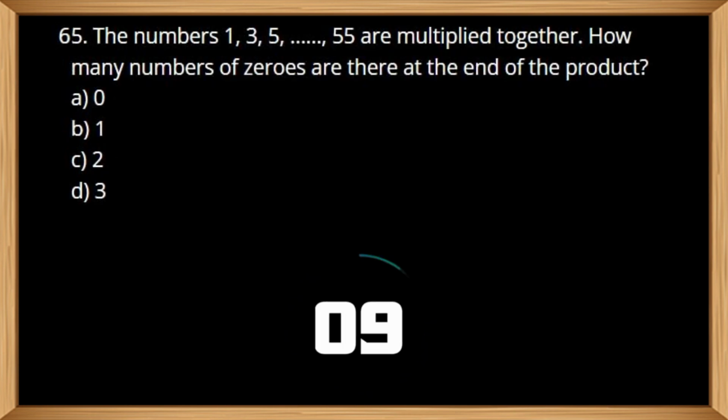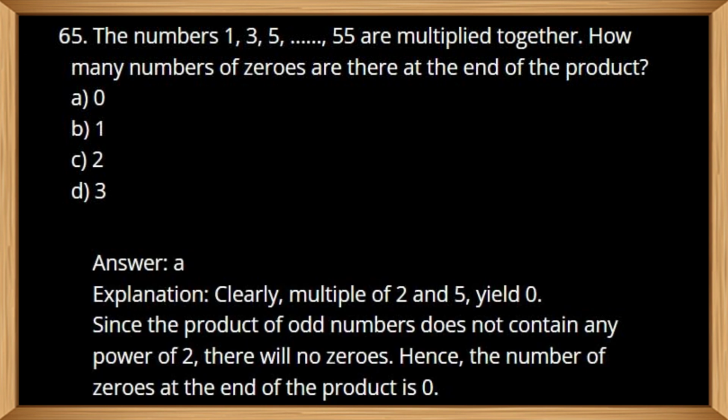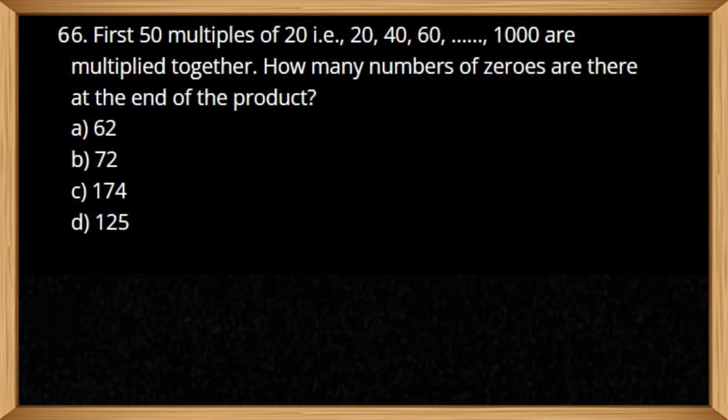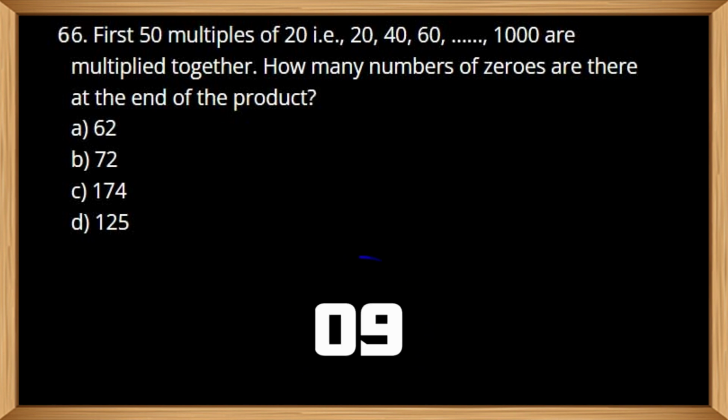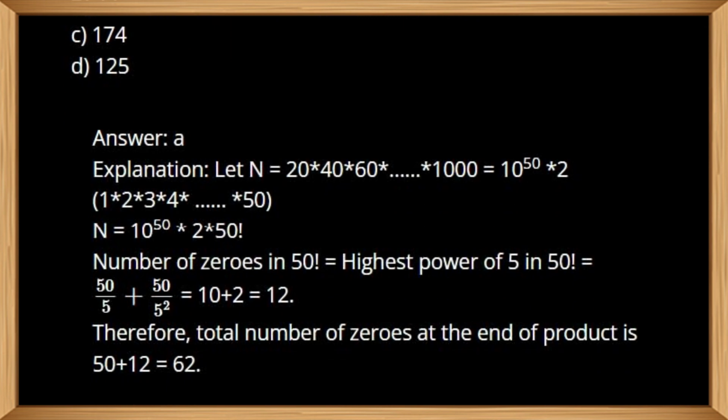The numbers 1, 3, 5 up to 55 are multiplied together, how many zeros are there at the end of the product? Option A 0. First 50 multiples of 20, that is 20, 40, 60 up to 1000 are multiplied together. How many zeros are there at the end of the product? Option A 62.